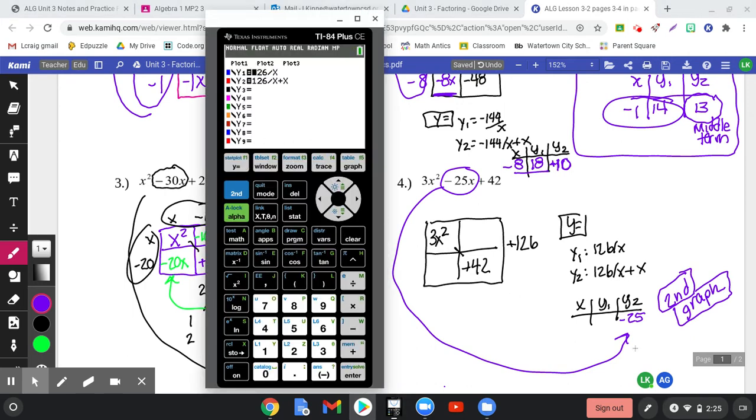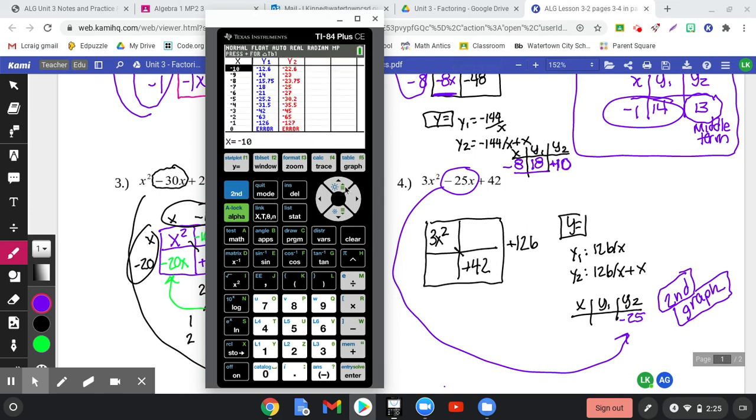So we already typed it in. We're looking for negative 25 in our table, so second graph. Oh, right there, I just happened to find it: negative 7 and negative 18. If you were looking down in the positives, these would have all been positive. You wouldn't have found it. So you have to scroll up and down with these buttons. But it's right here. Negative 25 would be negative 7 and negative 18.